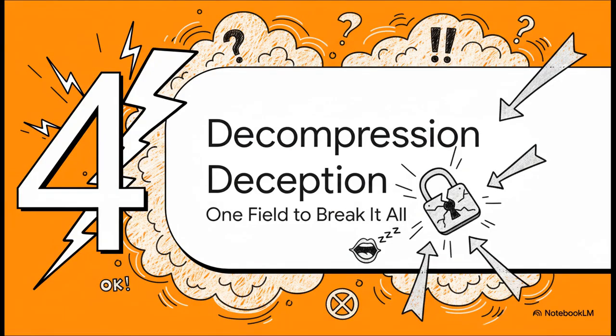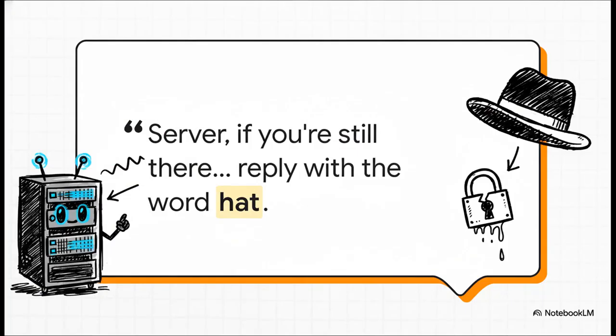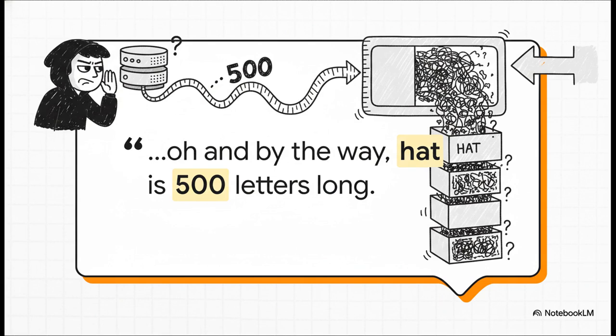So how does an attacker weaponize this totally normal process? Well, it all comes down to one tiny piece of information they get to control during that initial handshake. It's really just a simple deceptive lie. You know, the classic XKCD comic about Heartbleed explains this perfectly. It's like the client makes a really simple request. It says, "Hey server, can you reply with the word hat?" But here comes the lie. The attacker also says, "and by the way, the word hat is 500 letters long."